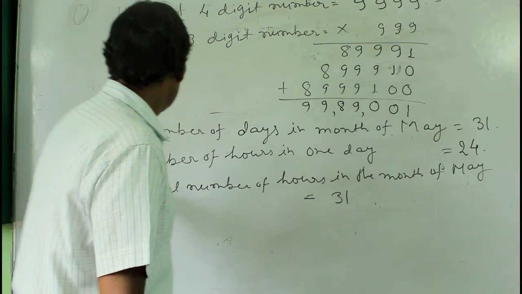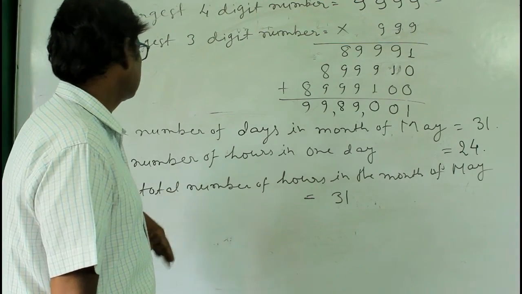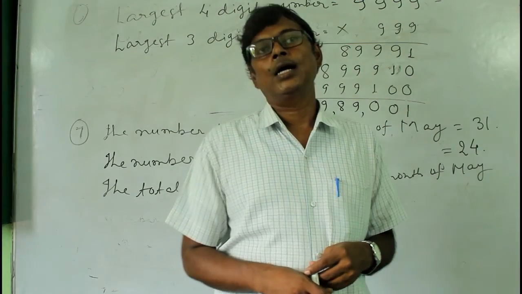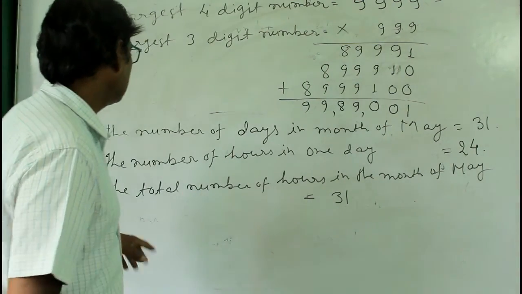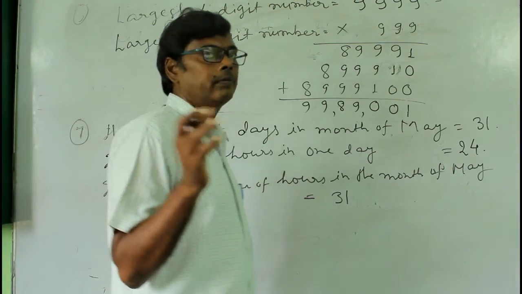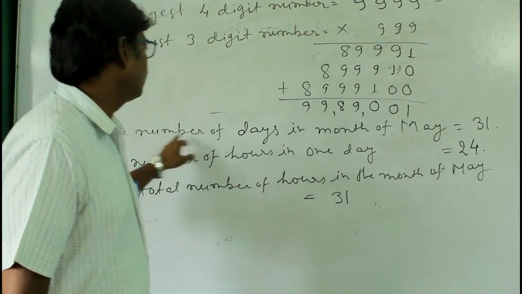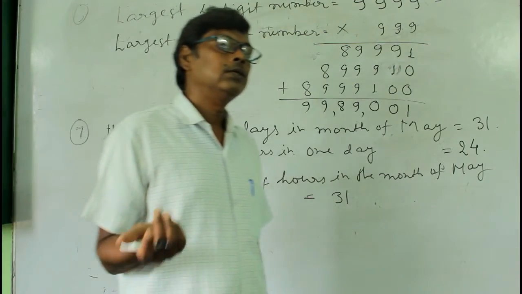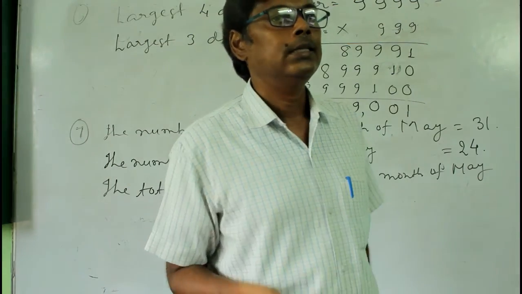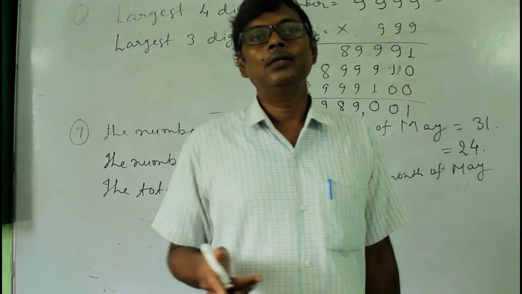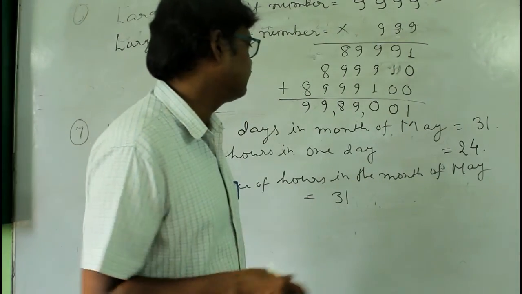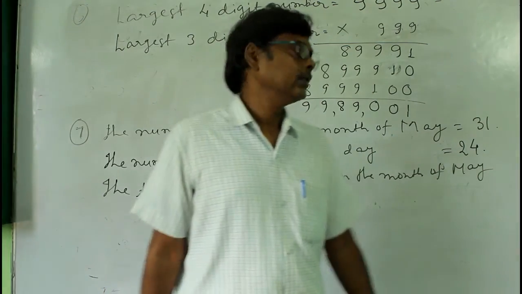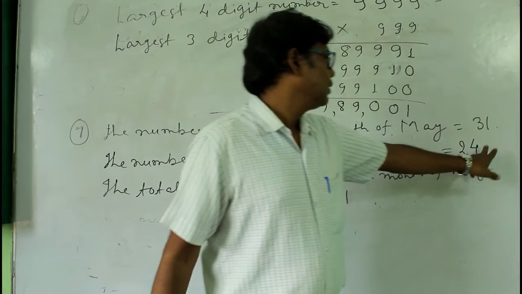Okay, so I was explaining this to you: in this question number 7, how many hours are there in the month of May. So first we need to know how many days there are in the month of May. So here the number of days in the month of May is 31. And after that we need to know how many hours there are in one day. You should remember this too; if you don't, then memorize it. Okay, the number of hours in one day is equal to 24.